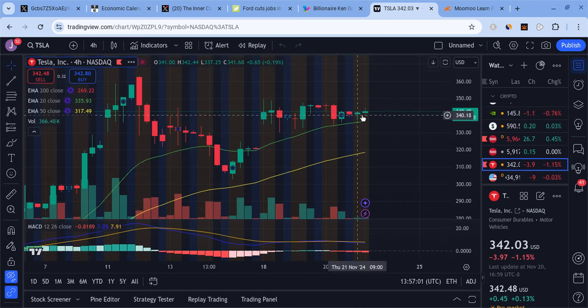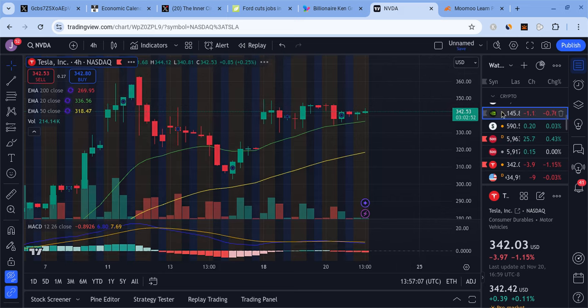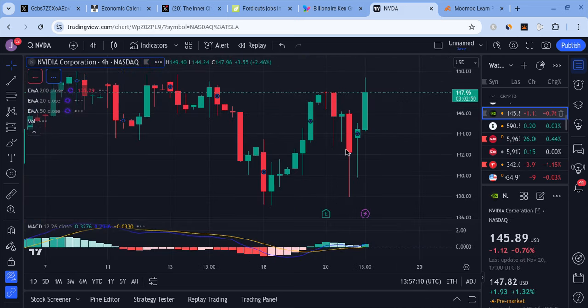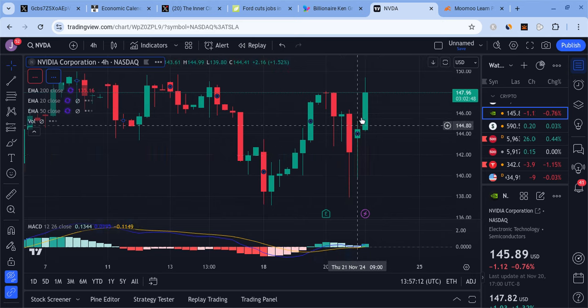So I think that for the morning, we see Tesla attempt to push up to about the 346s. Then we might see some consolidation. We'll see if Tesla eventually surpasses that. So give it some time to develop. On the other hand, we have Nvidia, which is trying to make a comeback.